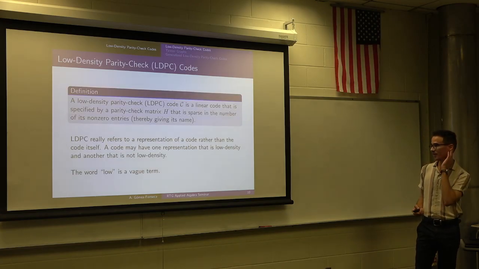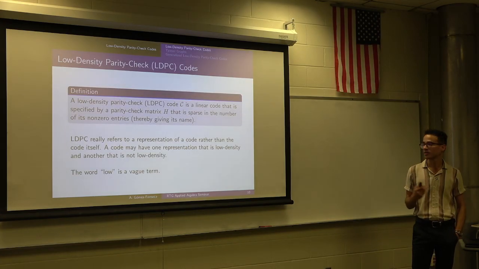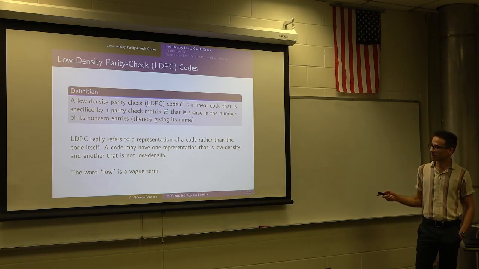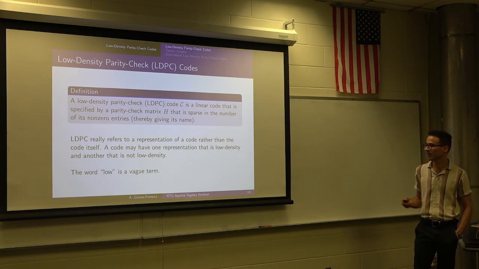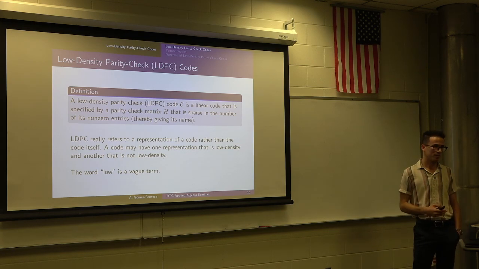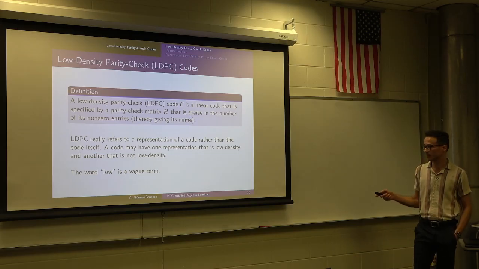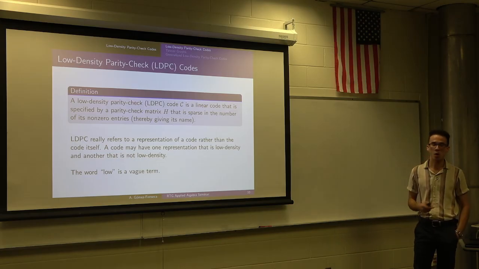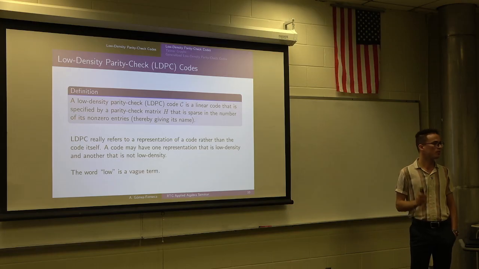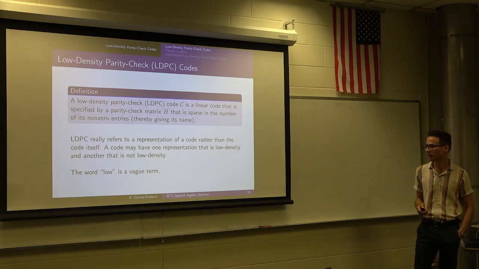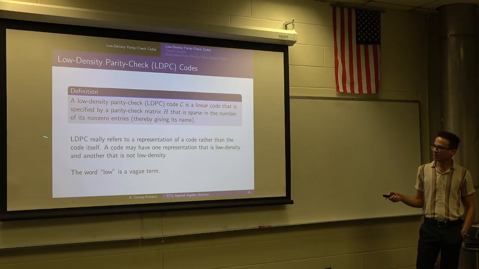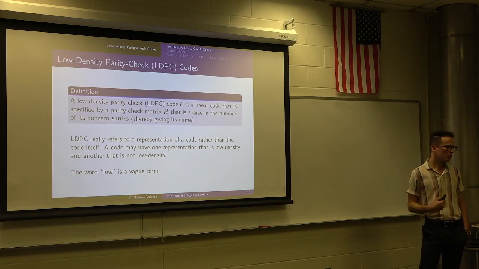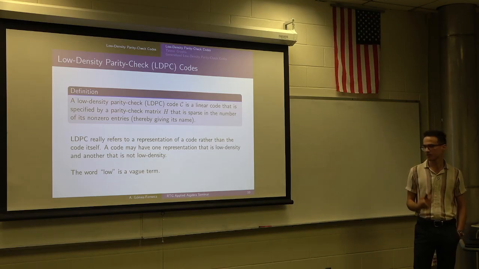So what is an LDPC code? An LDPC code is just a linear code that has a parity check matrix that is sparse in its non-zero entries. In this talk, I will be talking about binary codes. So basically, this means this matrix is sparse in the number of entries equal to 1. Most of these entries are going to be equal to 0, and some of them are going to be equal to 1.